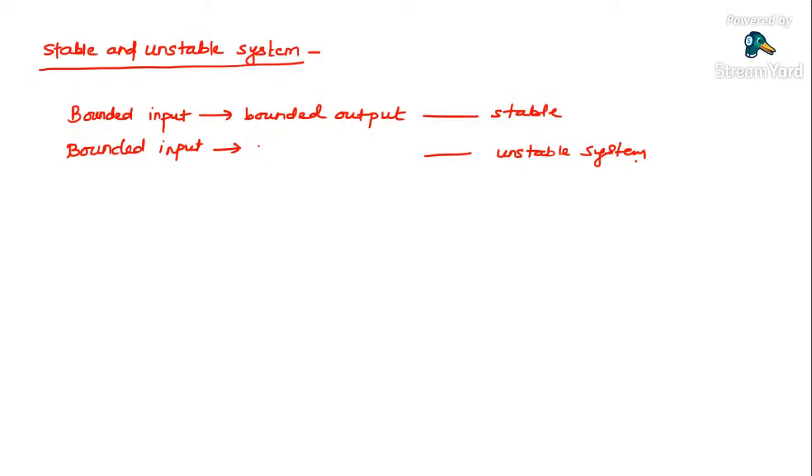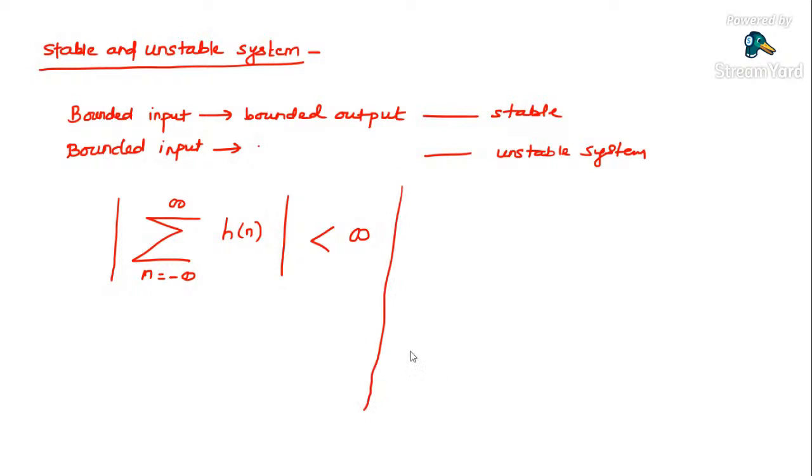Now, how to check whether the system is stable or unstable? For stability of the system, the condition is the summation over n from minus infinity to infinity of the magnitude of h of n should be less than infinity. It means the magnitude of the impulse response of the system over time from minus infinity to infinity must be less than infinity. That is the condition for stability, and using it you can calculate whether the system is stable or unstable.